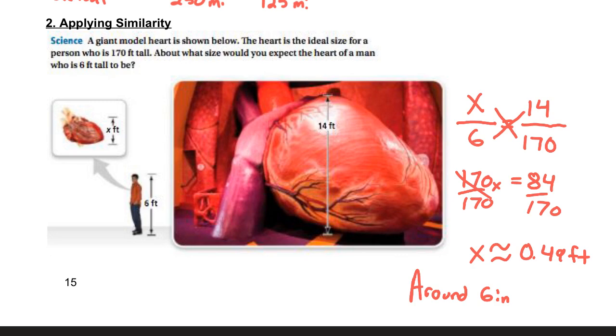The big model is so that you can see the parts of the heart a lot easier. With a 6-inch heart, it'd be hard to see all the valves and everything else. So we make models to sometimes make something bigger so it can be easier to look at. And then it's just knowing that that's proportional. So setting up that proportion, actual height to actual heart to giant height to giant heart. So being able to set up that proportion is important.